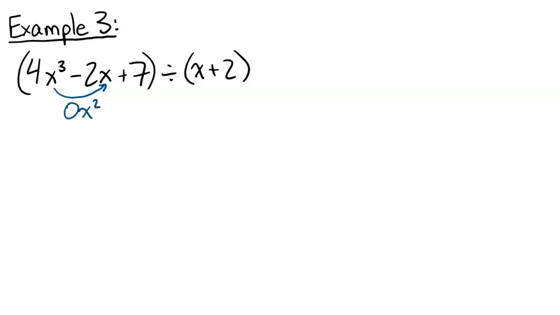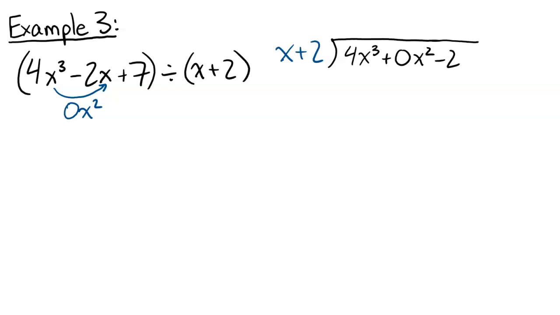The key here is to recognize that we don't have an x squared term, so we have to write it out as a 0x squared term when we do this long division. And this is what trips up a lot of people with questions like this. So we write this out as x plus 2, and then we write our long division sign, and then under that we write 4x cubed plus 0x squared. Very, very important that any terms that don't have a coefficient with them, we write as 0 times that.